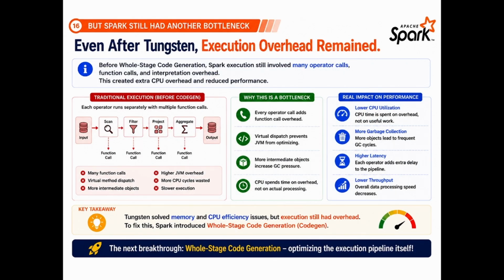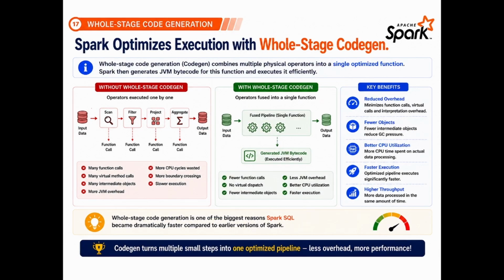But even after all these improvements, one major source of overhead still existed: the execution process itself. Function calls, operator boundaries, JVM execution overhead. So Spark engineers optimized one more layer: the execution code. This optimization is called whole-stage code generation, or simply Codegen.